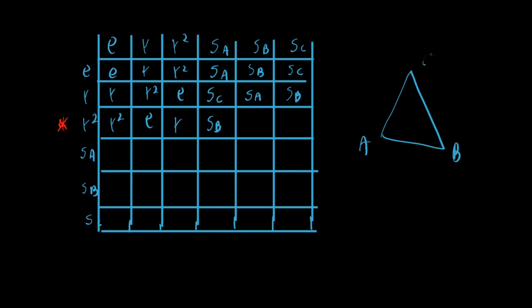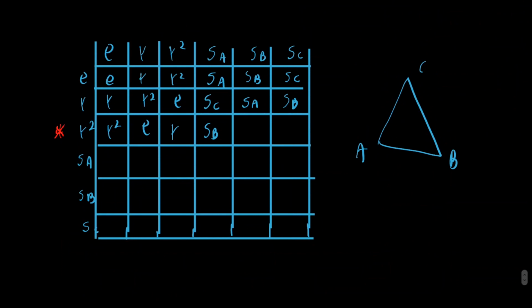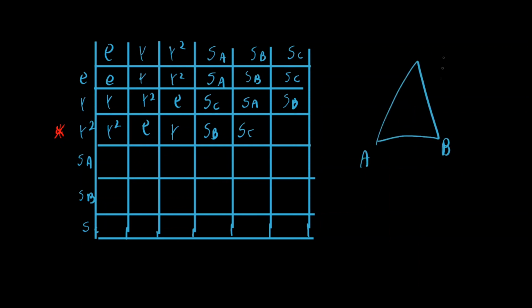Now, let's go back to our starting triangle, and let's reflect around SB this time. So we get A here and C here, and if we rotate 240 degrees counterclockwise, we get B here, A here and C here. But again, this is just SC, and if we reflect around C and rotate 240 degrees counterclockwise, we just get SA. You can quickly see why. And this is for the third row.